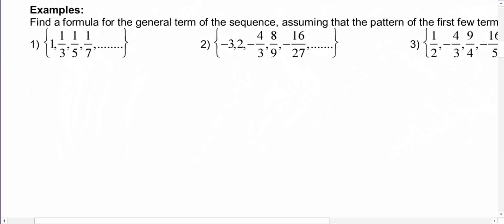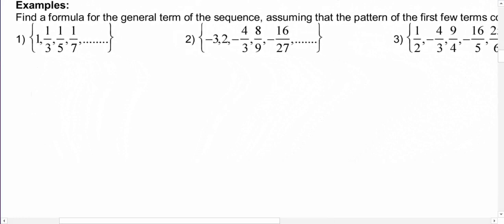So find a formula for the general term of the sequence, assuming that the pattern of the first few terms continues. So what I see here is just a listing of various numbers. They give me 4 of them. That should be plenty for my pattern. You'll notice the dots, which means it's going to go on infinitely long.